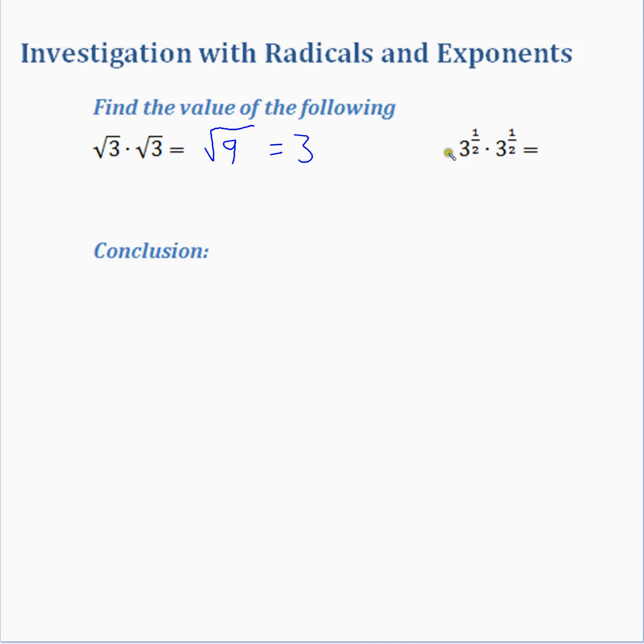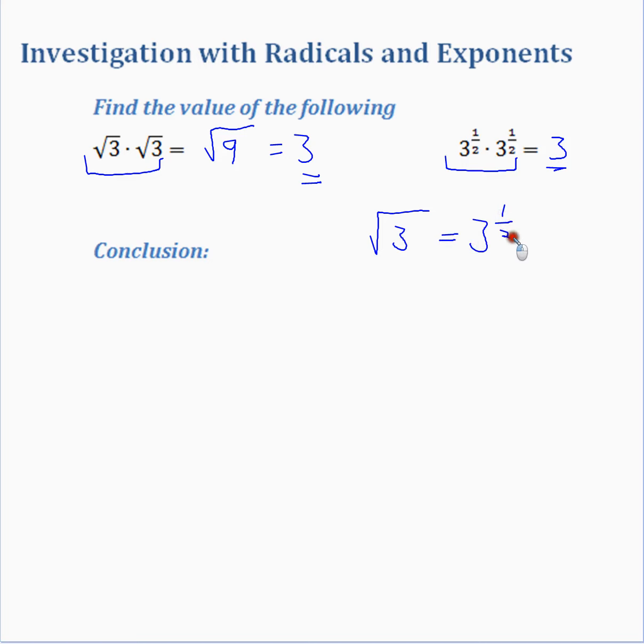And then here, this is supposed to look like 3 to the 1/2 times 3 to the 1/2. When we have something like this, we add the exponents. So this is 1/2 plus 1/2, which is 3 to the first, which is just 3. So we notice that these two things are equal to the same thing, which means they are equal to each other. So the square root of 3 is the same thing as 3 to the 1/2.